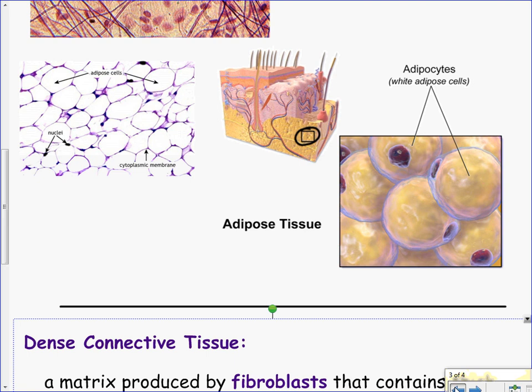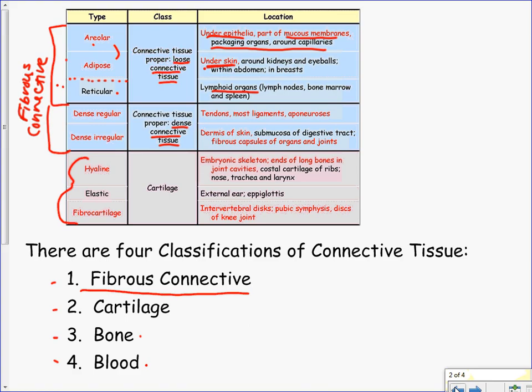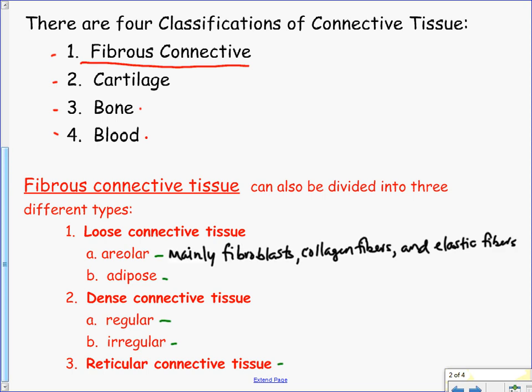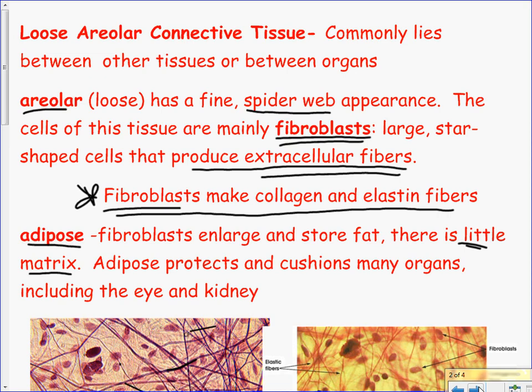So if we look back here, down here we've learned that the loose connective, the areolar, is mainly fibroblasts. Collagen fibers. And elastic fibers. Adipose is our fat tissue. All right, so we've learned loose connective. Now we're going to move on to dense connective. And then we'll pull this all together here.